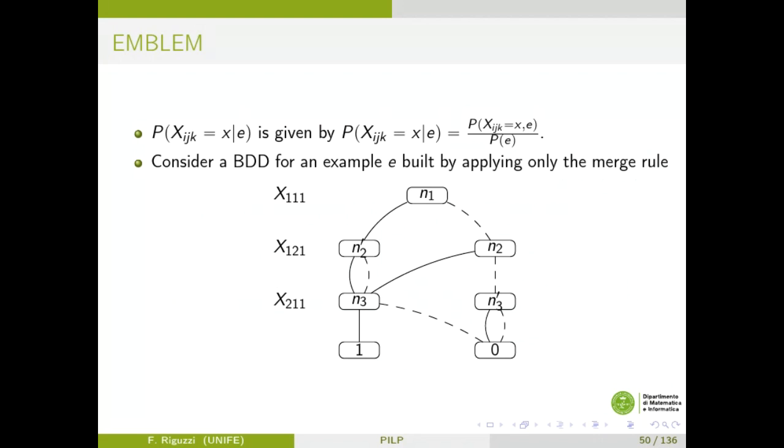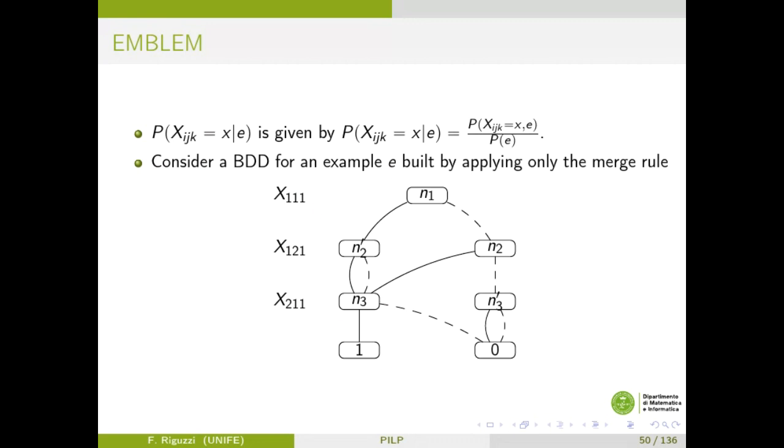The merge rule is used when the BDD has two subgraphs that are identical. In that case, you remove one of the two and you make all the nodes that pointed to the deleted one point to the remaining one. The delete rule instead is used to remove a node where both outgoing edges point to the same node.